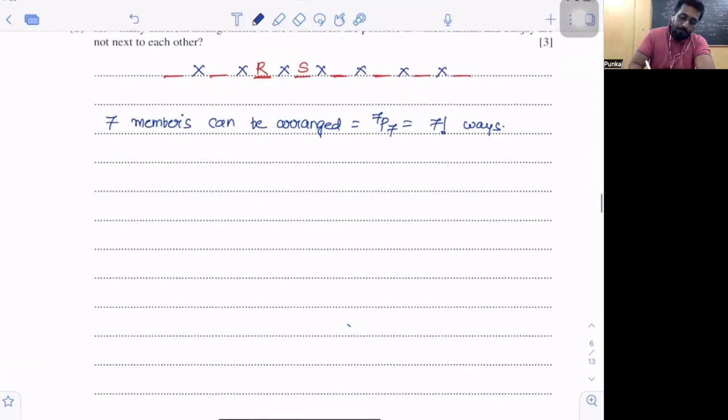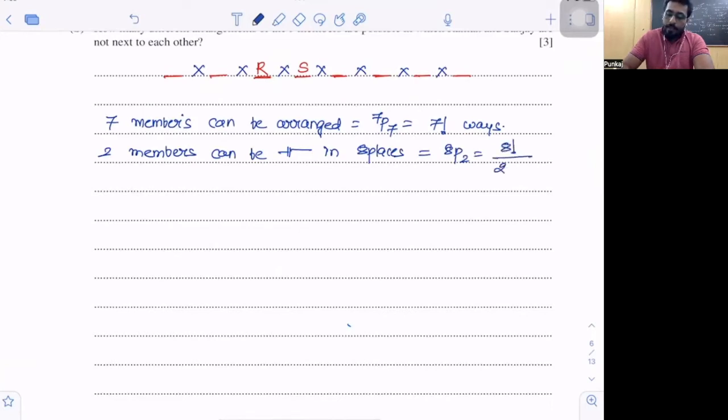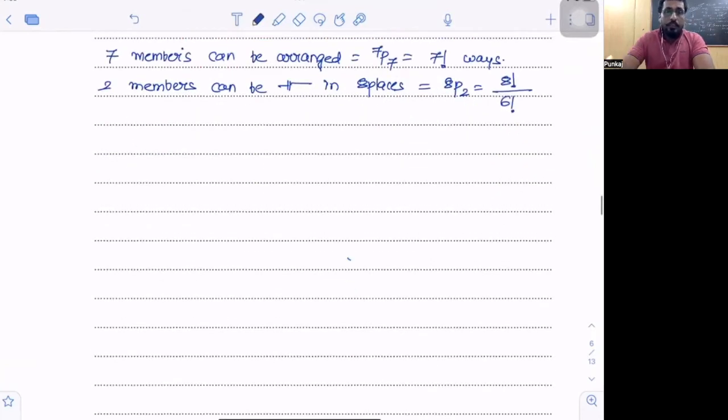So 2 members can be arranged in 8 places. In how many ways? That's 8P2 ways, isn't it? So that's 8 factorial divided by 8 minus 2, which is 6 factorial, right? So the first thing done was the arrangement of the 7 members. The second thing done was the arrangement of the 2 members in the 8 places.